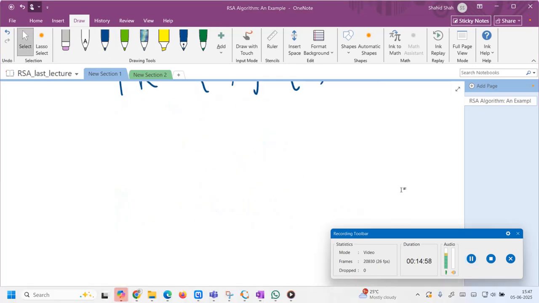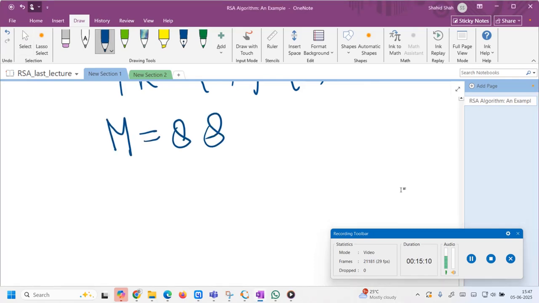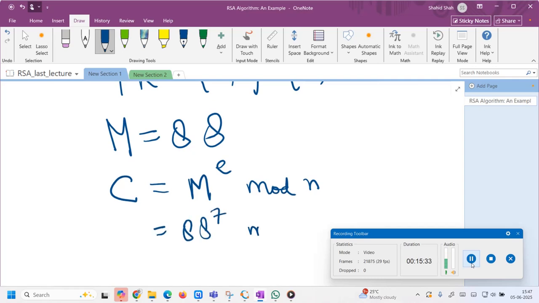Let's take an example. Suppose you wrote something on the computer and converted that into binary, and then a block of binary you convert into an integer, and let that integer be, suppose, 88. Now using the same public key cryptography technique, that's RSA, with the given public key and private key, let's see how we can encrypt it. You know that C is equal to m to the power e modulo n, which in this case is 88 to the power 7 modulo 187.